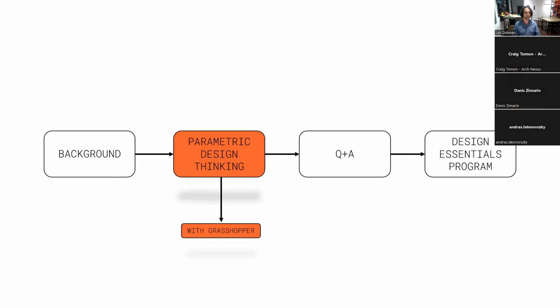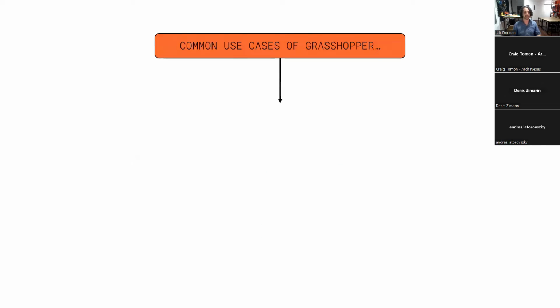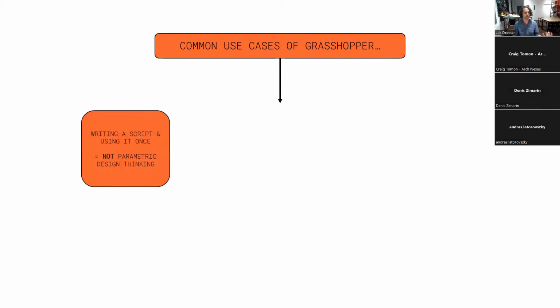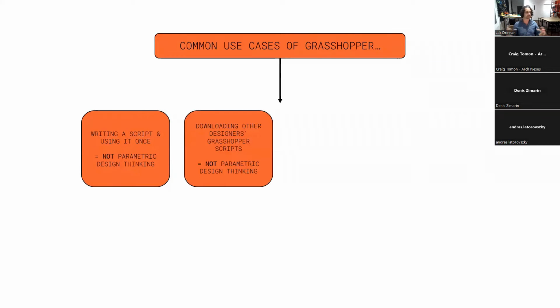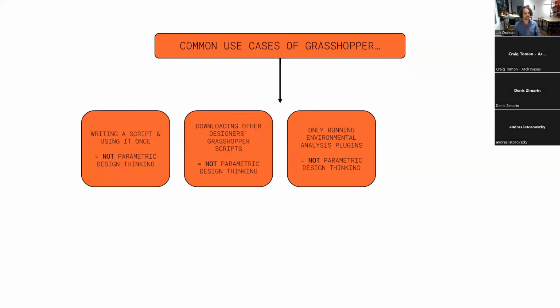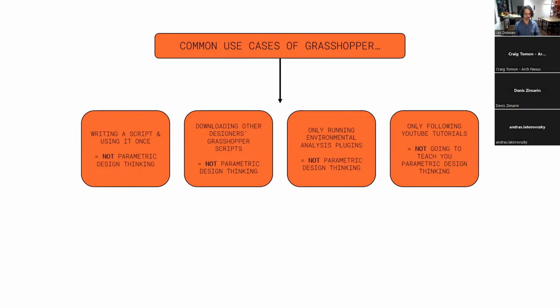So I wanted now to jump into what this idea of parametric design thinking is, using Grasshopper. And it's quite interesting to think of actually what it isn't in a little way, and these common use cases of how people use Grasshopper. So writing a script and using it once is not really parametric design thinking in my mind. Downloading other people's Grasshopper scripts is not parametric design thinking. A lot of people just use Grasshopper for environmental analysis, and probably scripts people have downloaded. Again, this is not really delving into what parametric design is for our workflows.